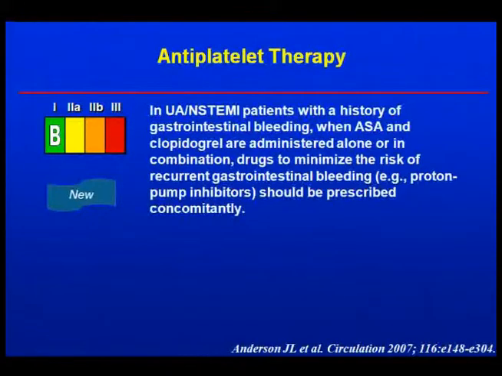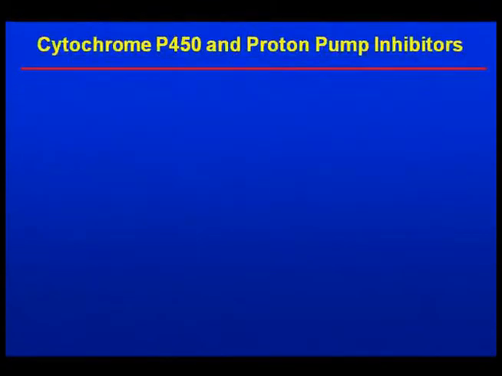Now, this is a recommendation that I want to point out. They say that in patients with acute coronary syndrome with a history of GI bleeding, when aspirin and clopidogrel are administered alone or in combination, drugs to minimize the risk of recurrent GI bleeding, for example, proton pump inhibitors, should be prescribed, and that's a class 1 indication.